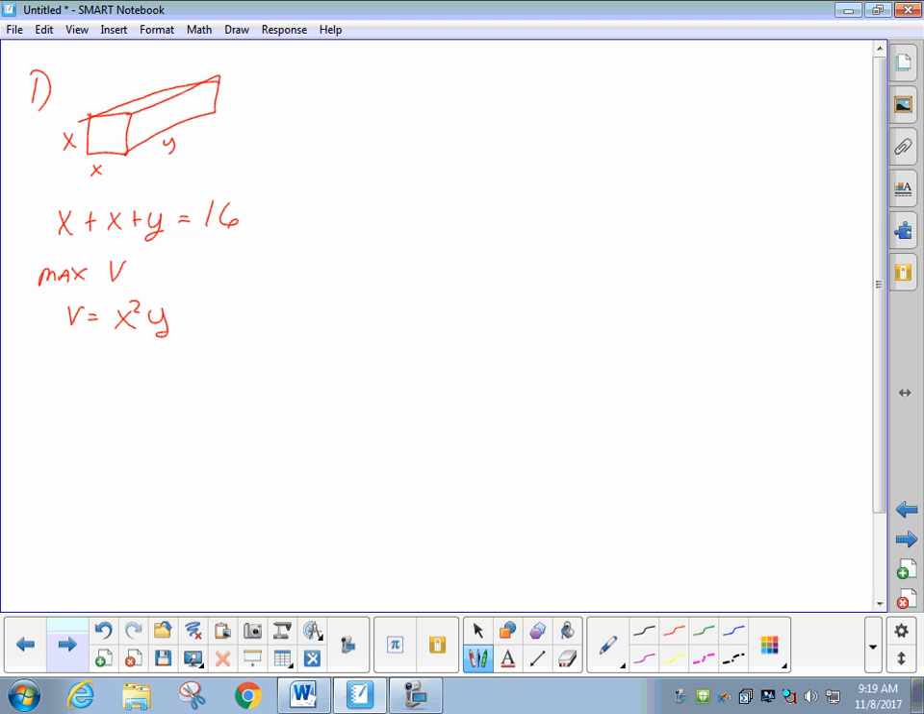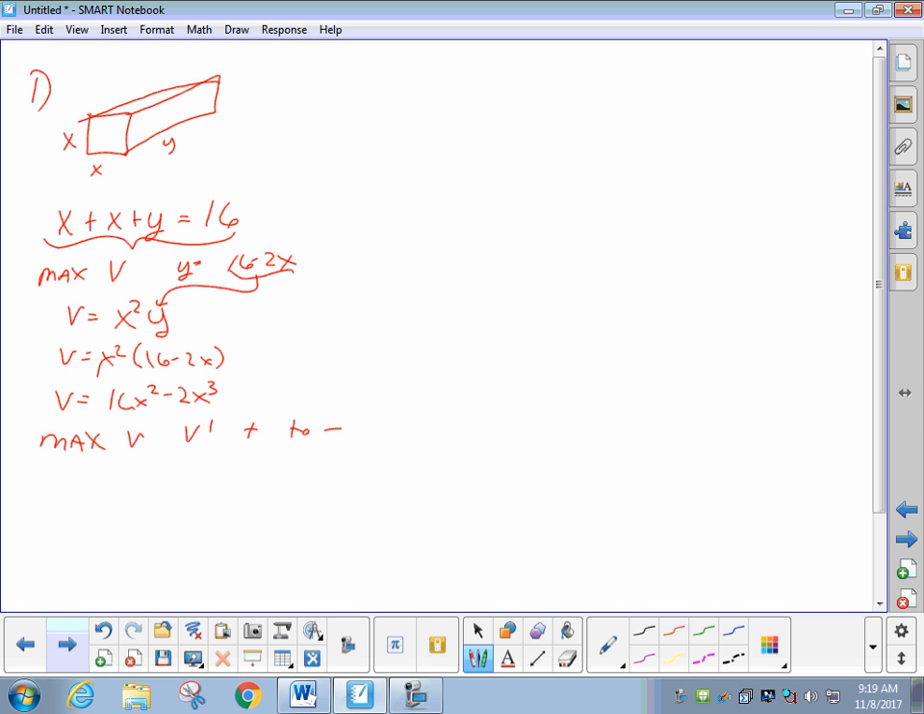Now we don't want to maximize with 3 variables. So what can I do to get it down, use it to substitute into this? y is 16 minus 2x. If you plug that in there, you get x squared times 16 minus 2x, or 16x squared minus 2x cubed. Now you can maximize the volume by finding where v prime goes positive to negative. The derivative is nice and clean. Okay, that should get you started.